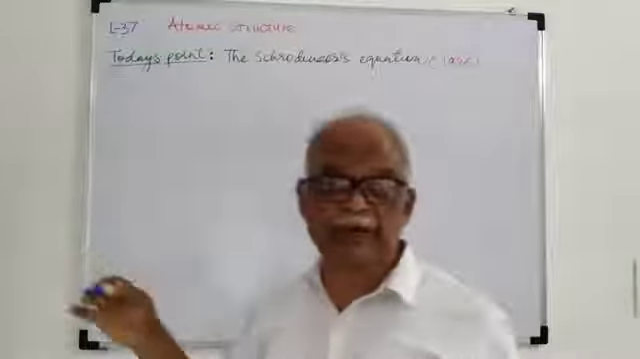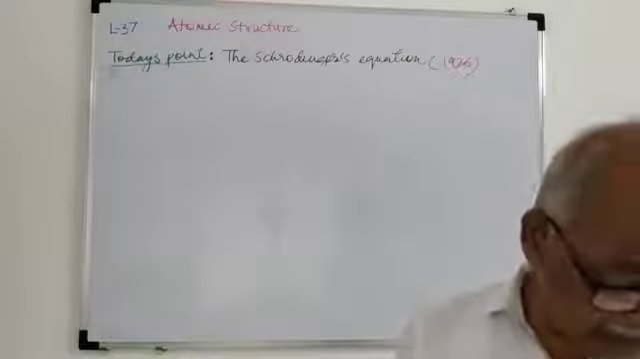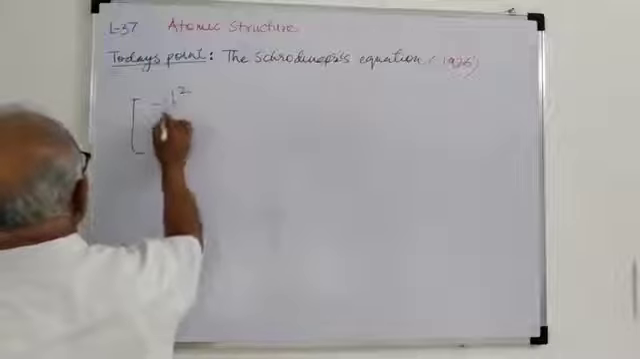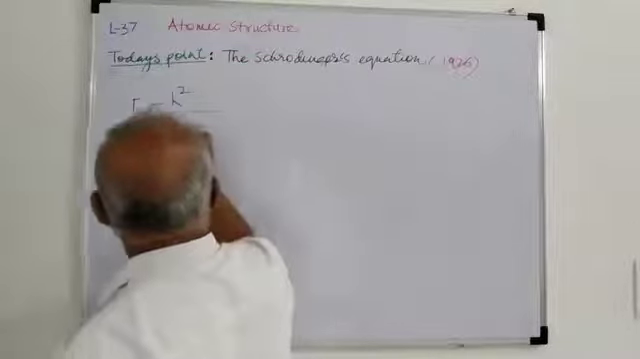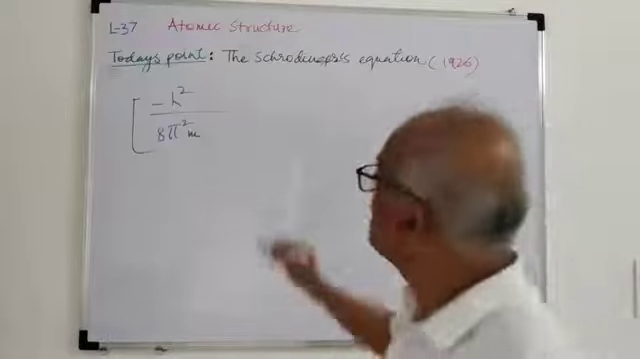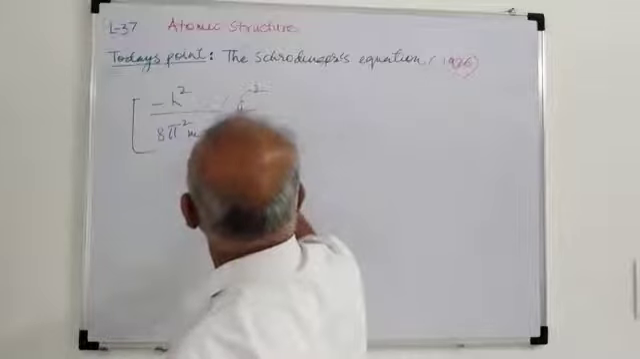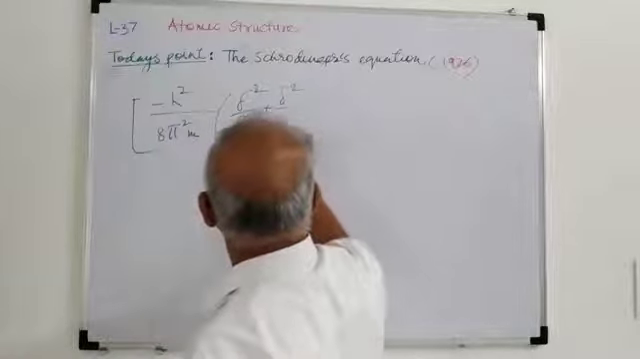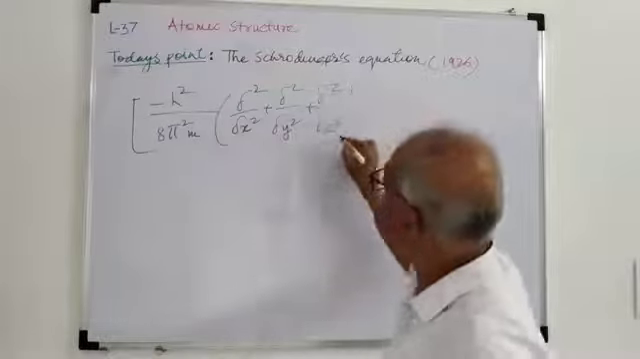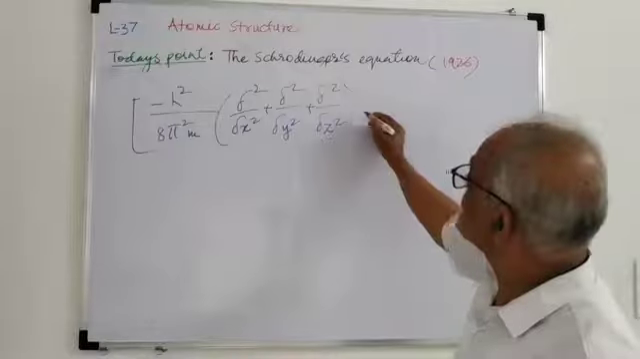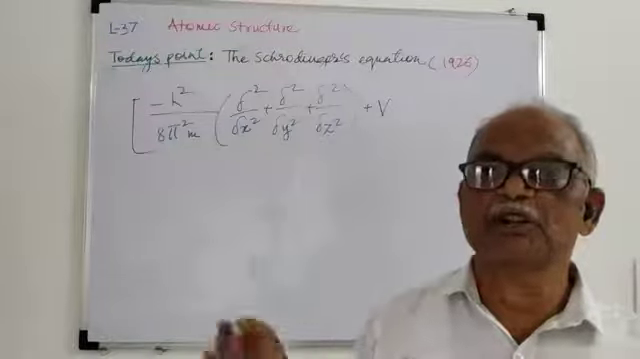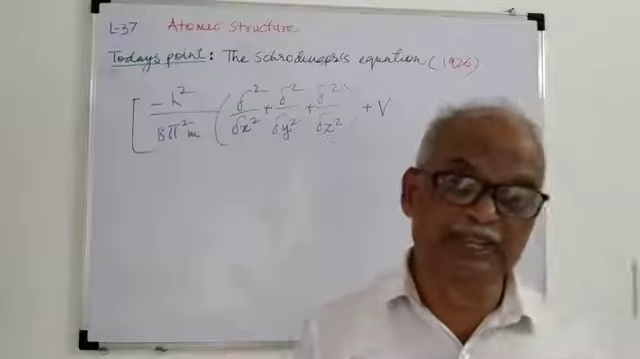After applying this Hamiltonian operator to the wave function, that is psi, we get the equation in square brackets: minus h square upon 8 pi square m into delta square upon delta x square plus delta square upon delta y square plus delta square upon delta z square. So this is one part of this equation, plus we are using this V as we have shown in the earlier equation, that is the potential energy of the electron in that particular orbit or orbital.